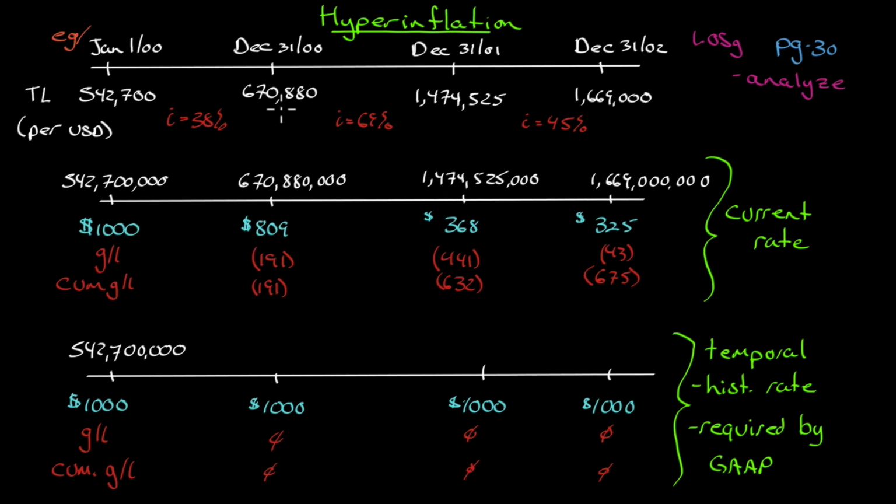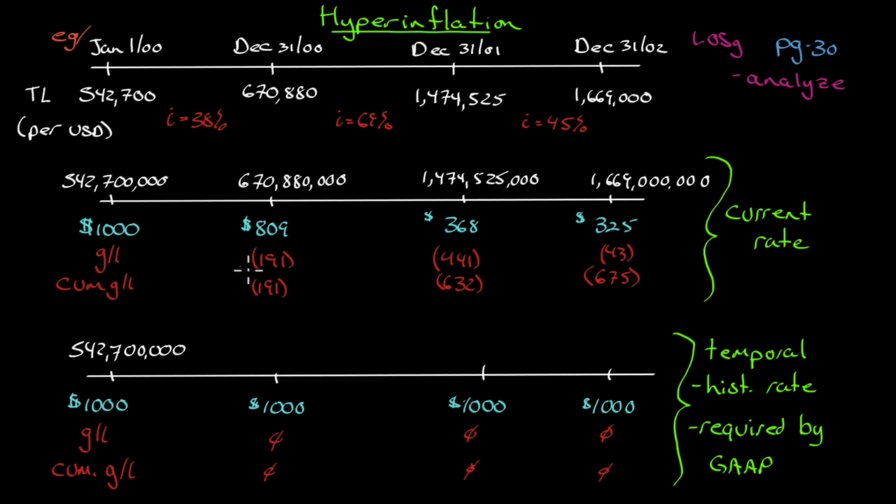If we restated or converted the $1,000 at the current rate at December 31st, that 1,000 is now only 809 in U.S. currency. That's 1,000 to 809. By the next year, it's only 368. By the next year, it's 325. So you can see that the asset is just going to disappear off the balance sheet as inflation continues.